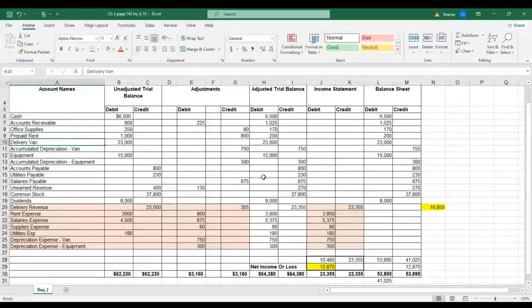For the delivery van, we had a debit of $23,000 for the delivery van.